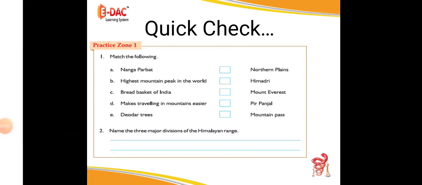Let's quickly practice the concepts that we have learned up till now. Read the questions given in front of you and solve accordingly.